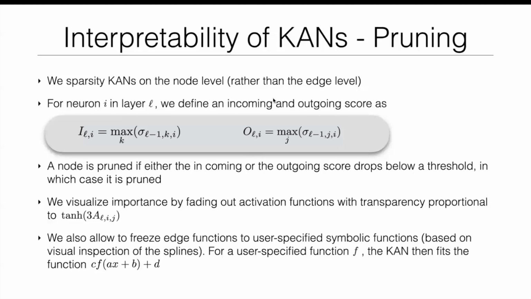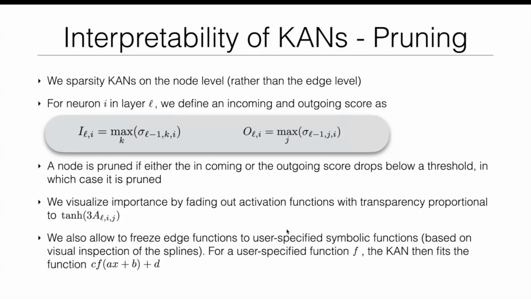And in the KAN, we visualize how important the incoming or the outgoing edges are by just fading them out, and we sort of give them a transparency proportional to this tanh function. So this will make it transparent if the activation is very, very small.